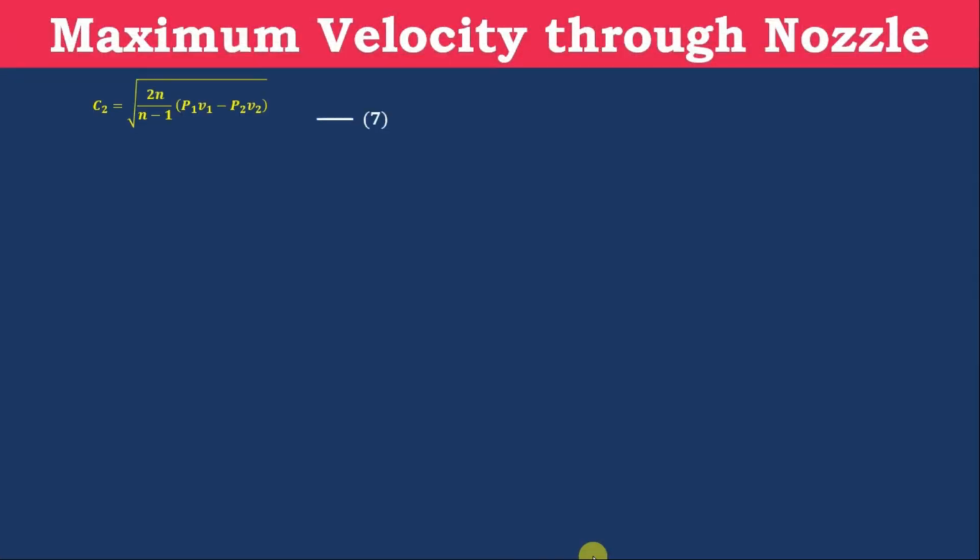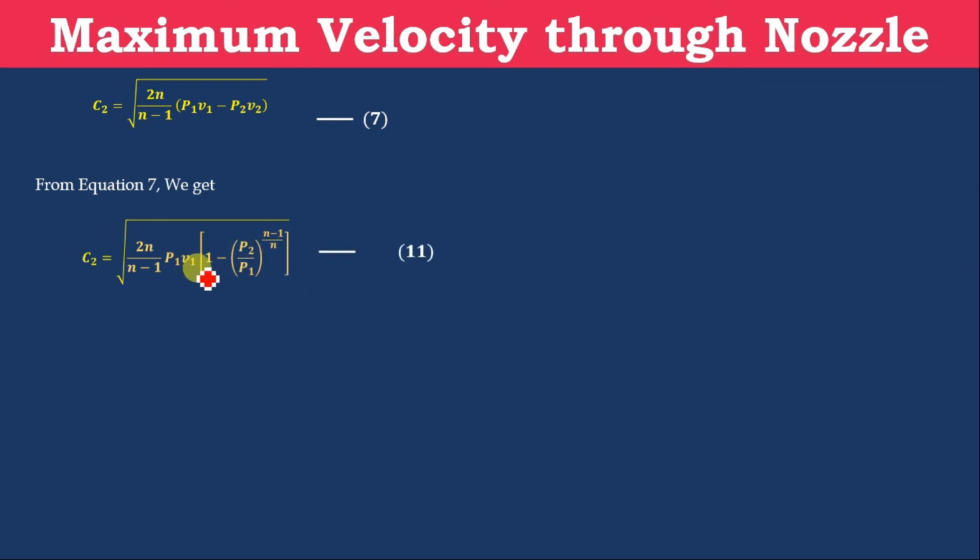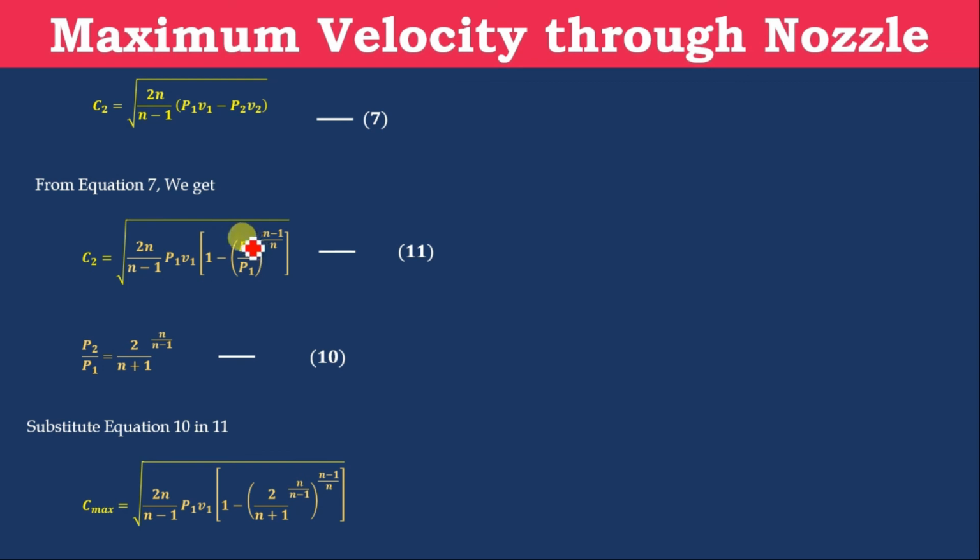Already we found out C2, that is root of 2n divided by n minus 1, P1 V1 minus P2 V2. From this we get root of 2n divided by n minus 1. Take P1 V1 outside and simplify this equation. We get 1 minus P2 divided by P1 whole power n minus 1 divided by n. Already we have simplified this equation in earlier steps, kindly go through it. Let's take this as equation number 11, and we know the critical pressure ratio, that is 2 divided by n plus 1 whole power n by n minus 1, that is equation number 10. Substitute 10 in 11, which means only here we are going to substitute.